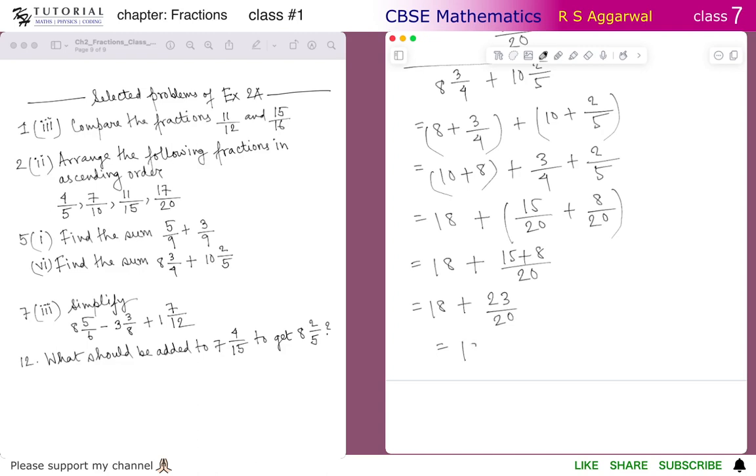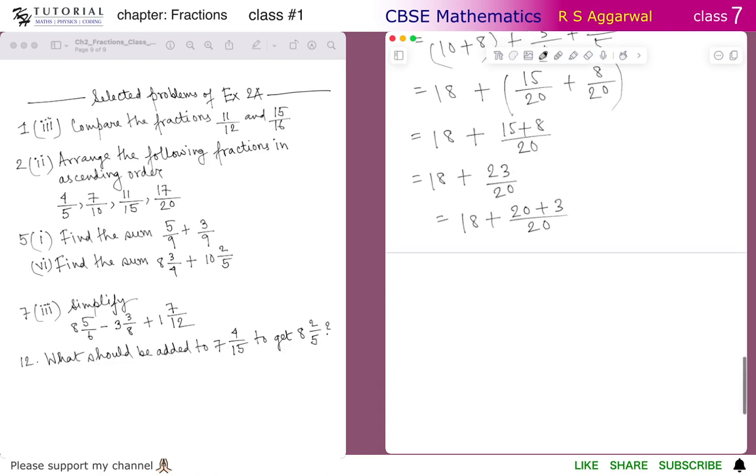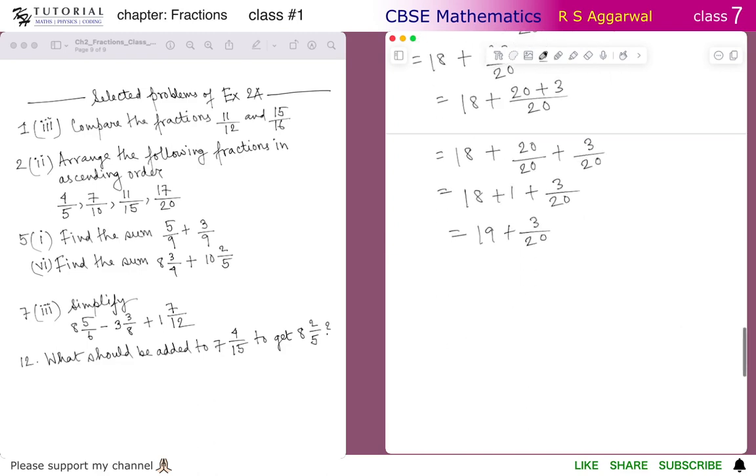This is 18 plus 20 plus 3 by 20. This is 18 plus, this will be 20 by 20 plus 3 by 20. This will be 18 plus 1 plus 3 by 20. This is 19 plus 3 by 20. So now this is basically the mixed fraction 19 upon 3 by 20.